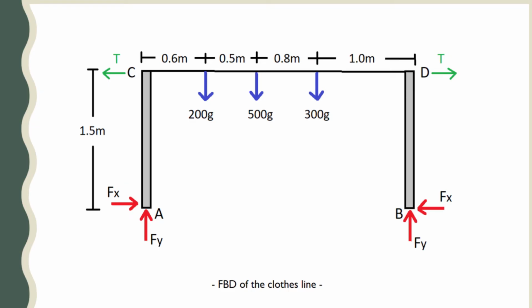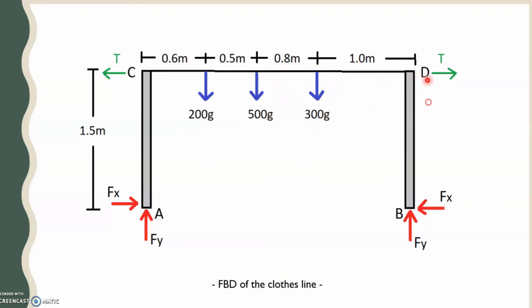Okay, so we have chosen this structure, which is a clothesline located at KK2, a second residential college. So we have converted it into a free body diagram. We have chosen 3 different clothes to be 3 different known loads acting downward, which are this 200-gram load, 500-gram load, and 300-gram load.